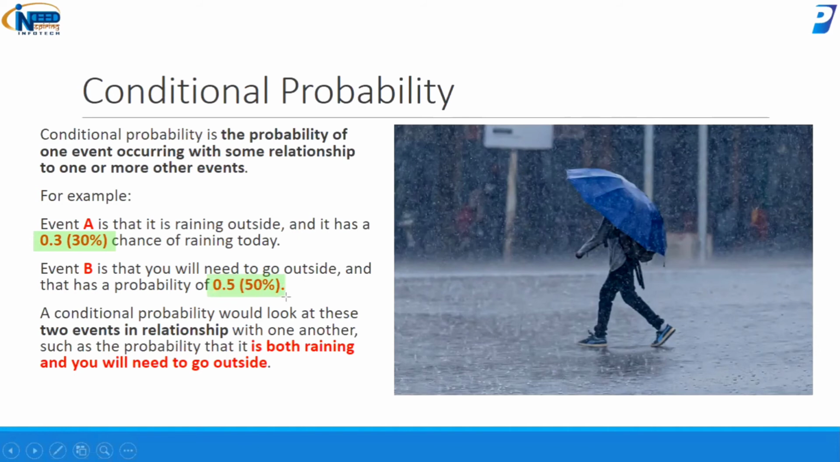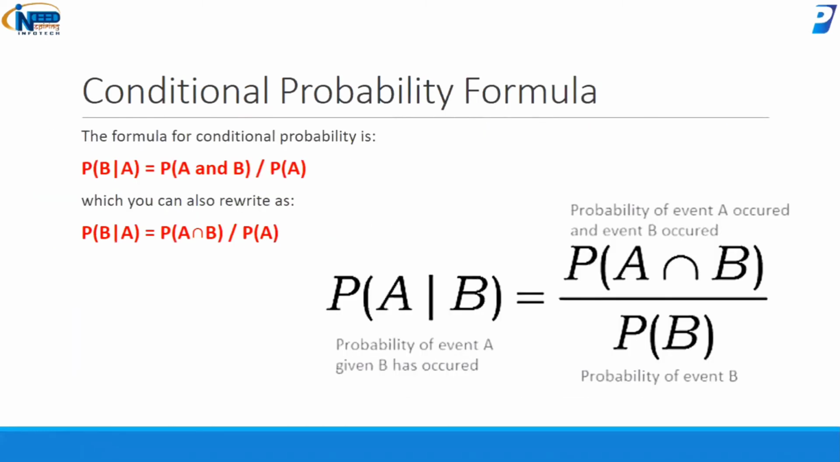Now what is the probability that you will go outside given that it is raining? That is something we need to identify, and this solution is given by conditional probability. All right, I believe you are able to understand. Let us now look at the formula which helps us get the output. Here you can see the formula.